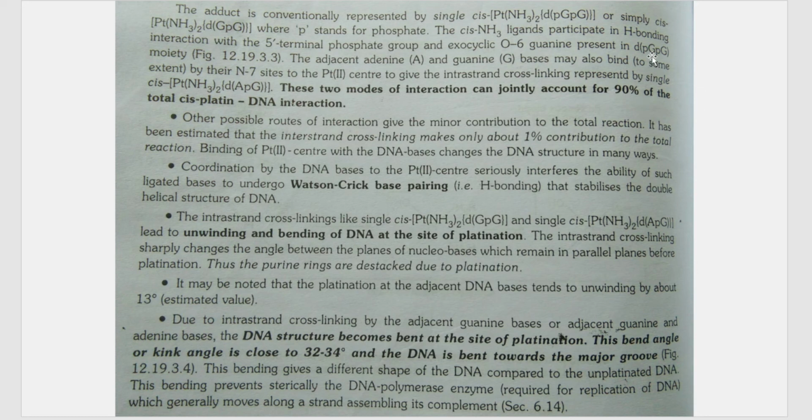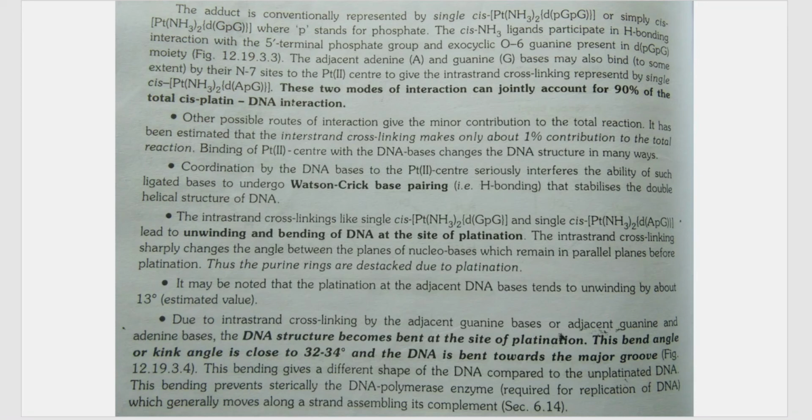90% of cisplatin-DNA interaction is of this type. The rest, 1%, is very less seen. That is intrastrand cross linking. That is very very less because it is a little complicated. So only these two types of interactions will be seen in 90% of the cases.